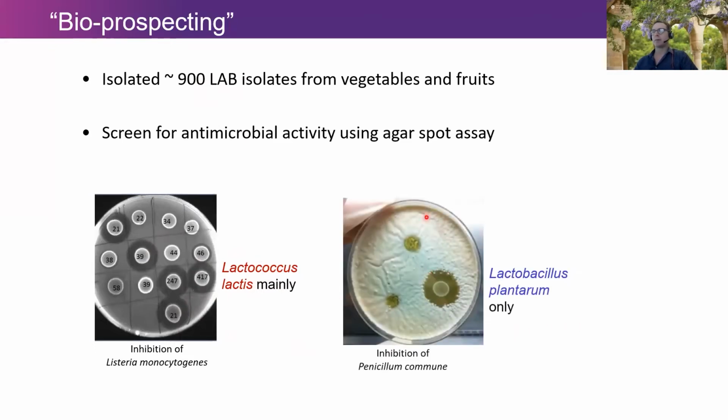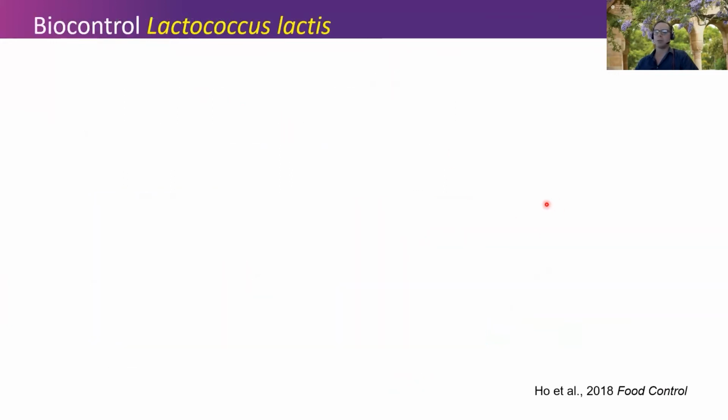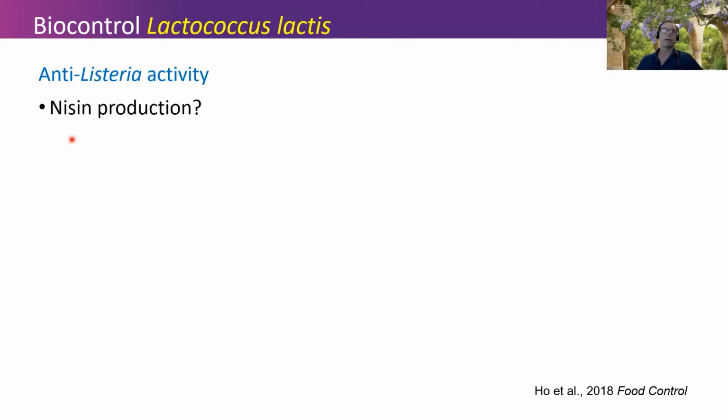When we screened against the fungus, so this is the mold growing across the plate, this is a Penicillium communae, which is a common cheese spoilage mold. We have 3 spots of LABs here. These 2 are not very good, whereas this one here is quite good. It's able to inhibit the growth of the mold around the colony. And what we found was all of these that had the activity were Lactobacillus plantarum. Out of 900 isolates we got about 12. So that was good. We've got some new potentially promising strains that could be used in food safety and quality.